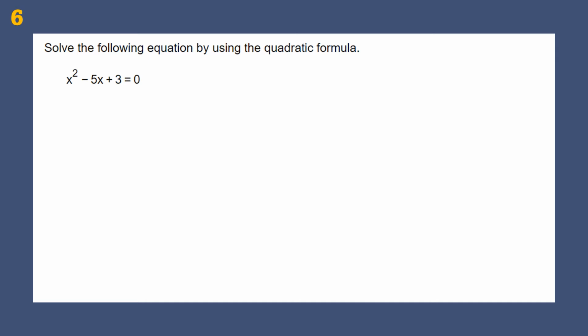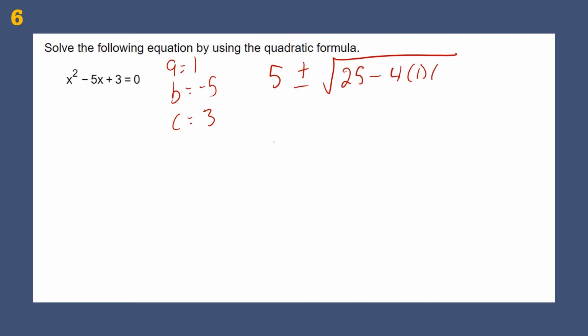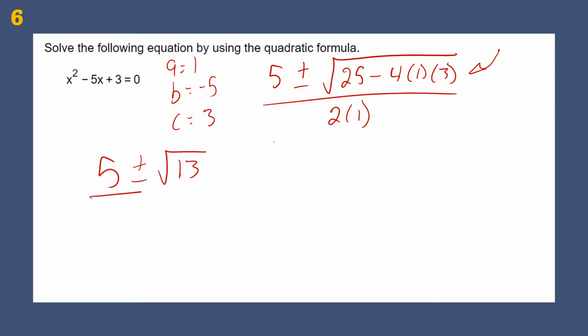Solve the following equation using the quadratic formula. This one's a little bit nicer, so we should be able to do this. We have a equals 1, b equals negative 5, and c equals 3. So our formula is negative b, so that's 5, plus or minus the square root of b squared, so that's 25, minus 4 times a times c, all over 2a. If you notice the discriminant on the inside, we end up with 25 minus 12. So we get 5 plus or minus the square root of 13, over 2.